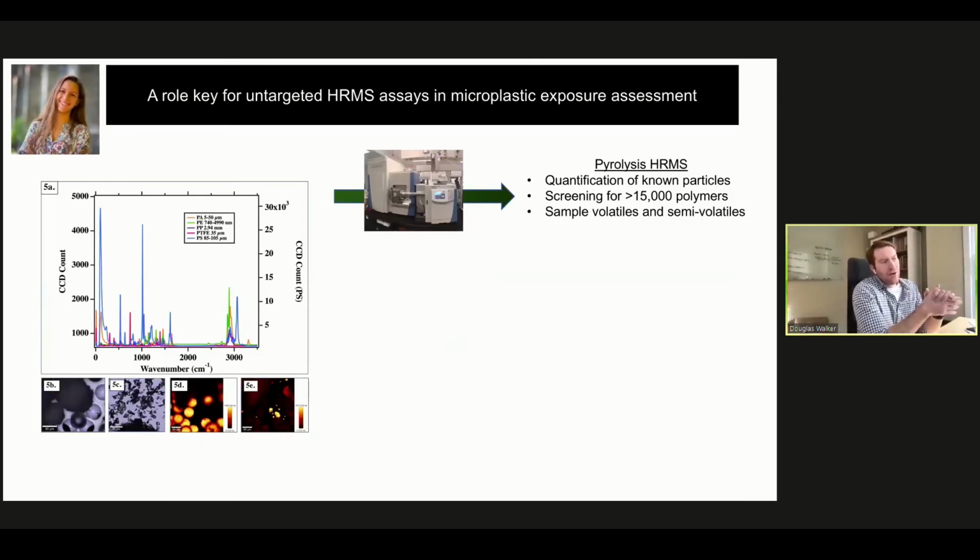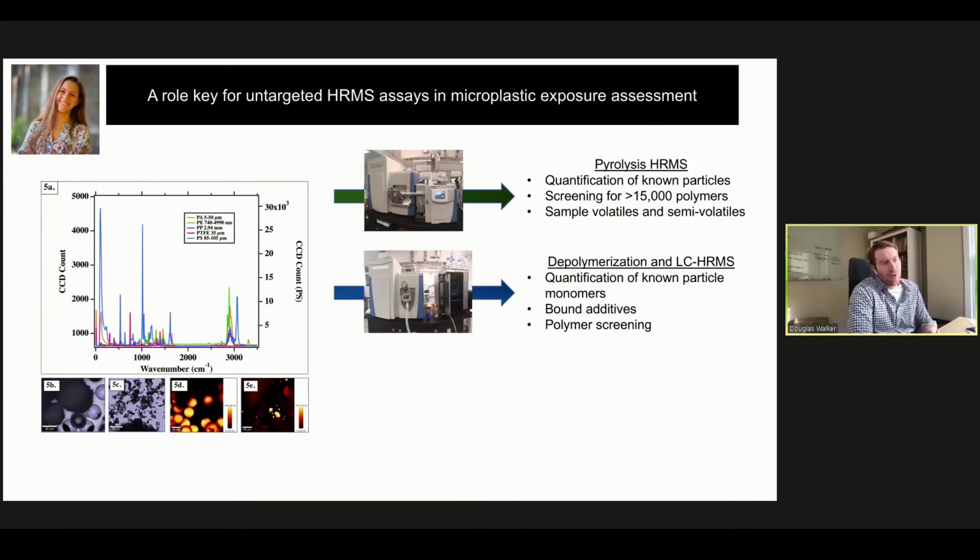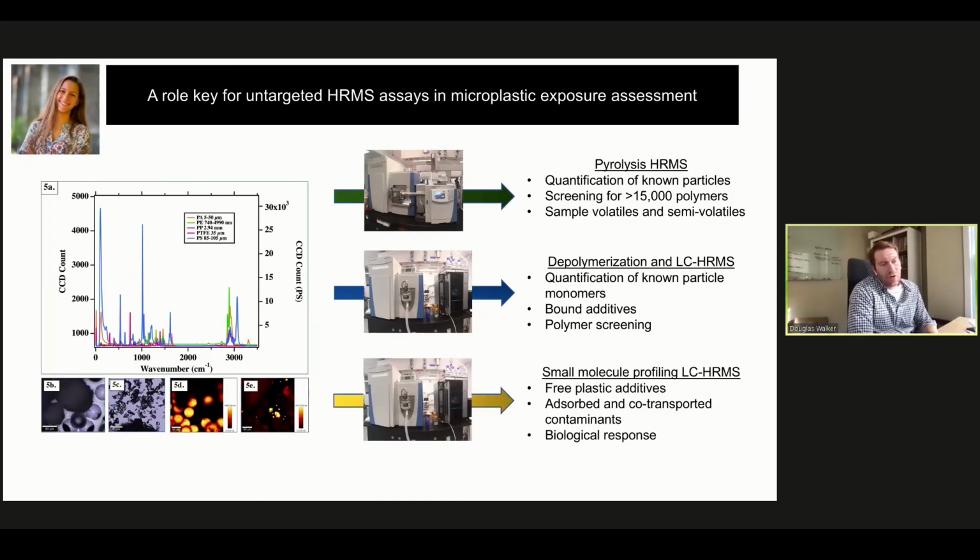And within this, untargeted high-resolution mass spectrometry has provided a critical measurement for different aspects of the particle. And what I'm showing here is work that's been done by a research associate in my lab, Zoe Cotes. And so, again, I mentioned we've been using pyrolysis high-resolution mass spectrometry, and that allows us to quantify and screen the particles. We're looking at using a depolymerization method to look at additives and other particles, as well as using small molecule profiling to measure absorbed and co-transported contaminants.